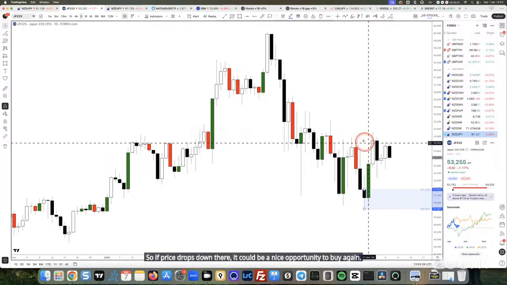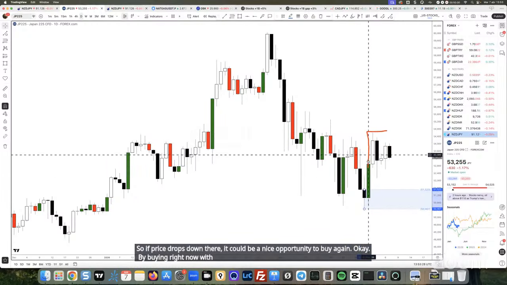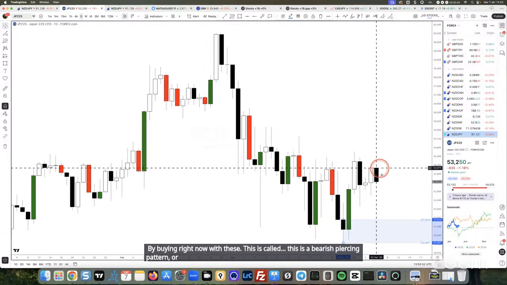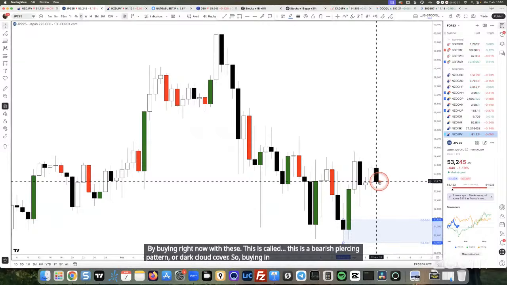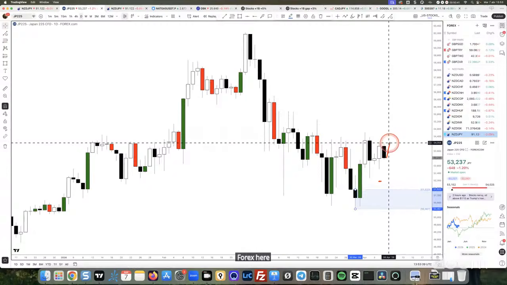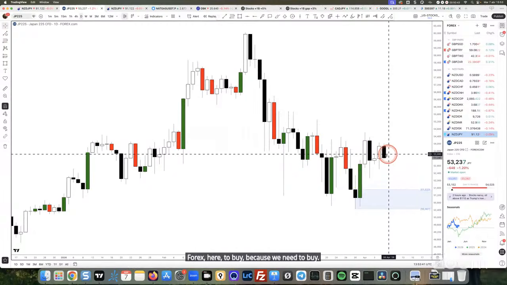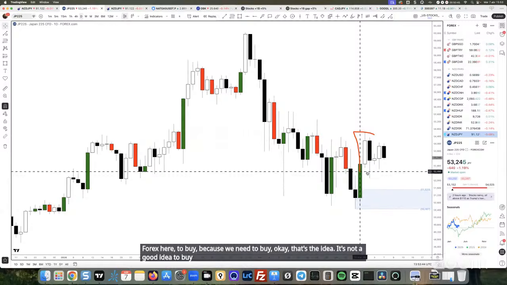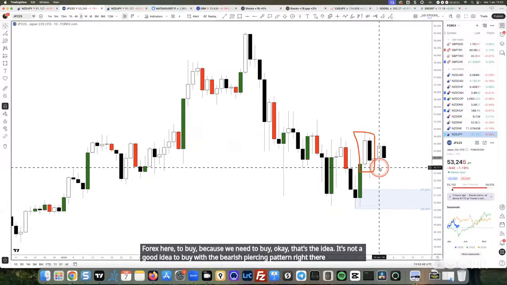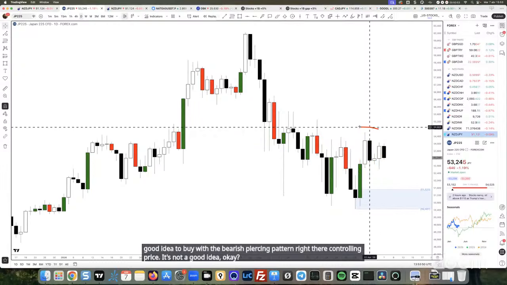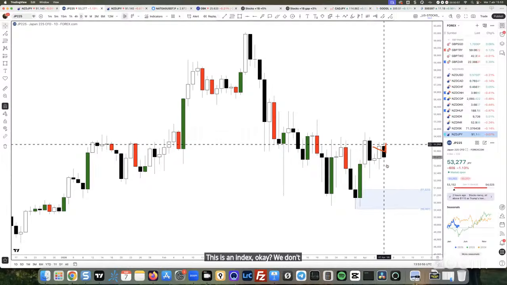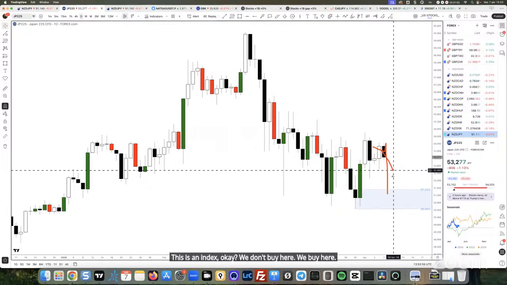Okay, but buying right now, this is a bearish piercing pattern or dark cloud cover. So buying in a smaller time frame, doing short-term intraday forex here, because we need to buy. Okay, that's the idea. It's not a good idea to buy with the bearish piercing pattern right there controlling price. It's not a good idea. So this Forex cross pair is not a good idea. This is an index. Okay, we don't buy here. We buy here. We don't sell here, assuming this is going to happen.